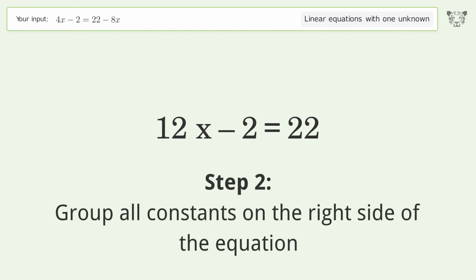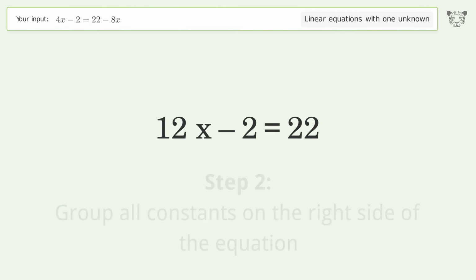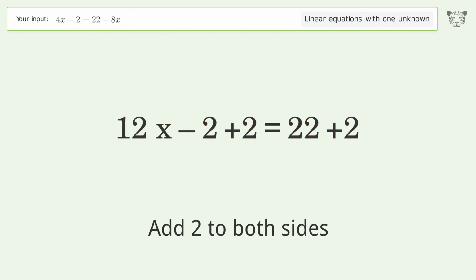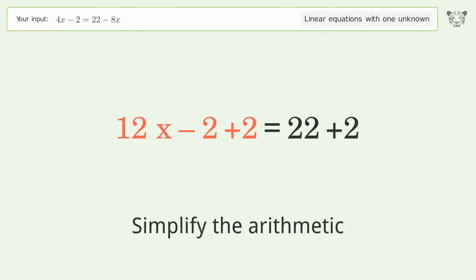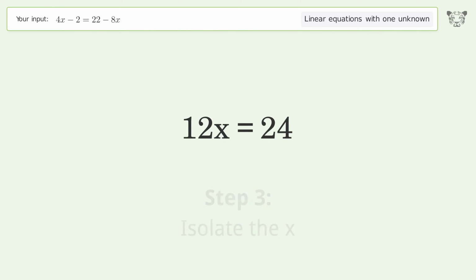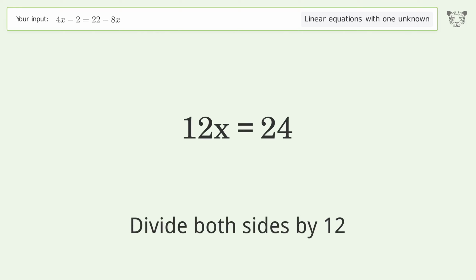Group all constants on the right side of the equation. Add 2 to both sides. Simplify the arithmetic. Isolate the x. Divide both sides by 12.